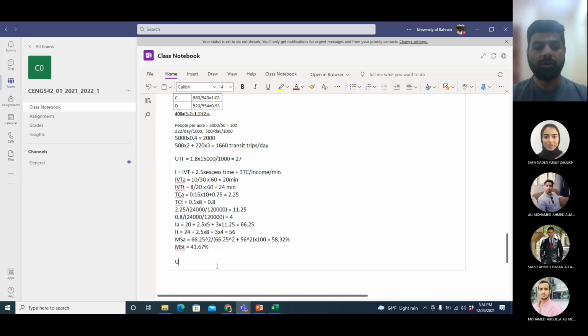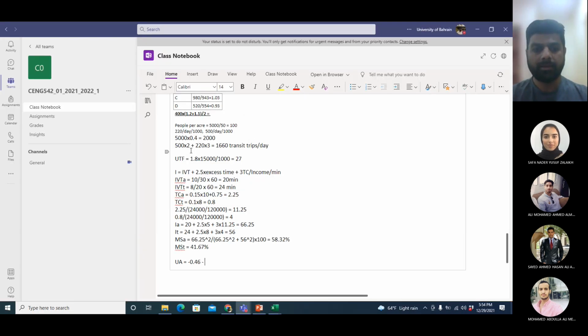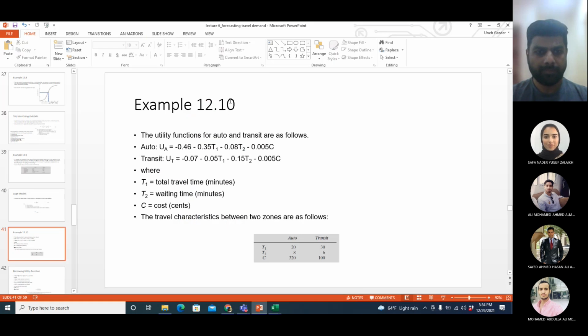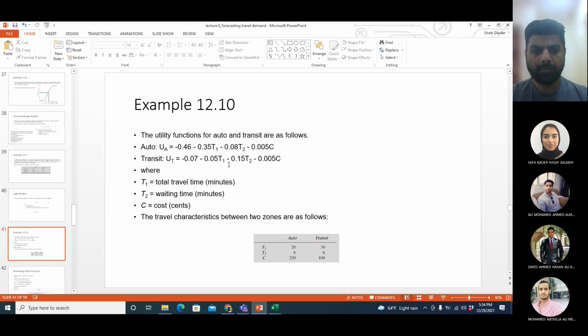Utility for auto is minus 0.46. Here 0.46 is a constant. It is not multiplied with anything. It is an intercept, so it doesn't mean anything. It can be positive, it can be negative. But you can see T1, travel time, has a negative coefficient, so that means travel time is a disutility value. So minus 0.35 into T1.